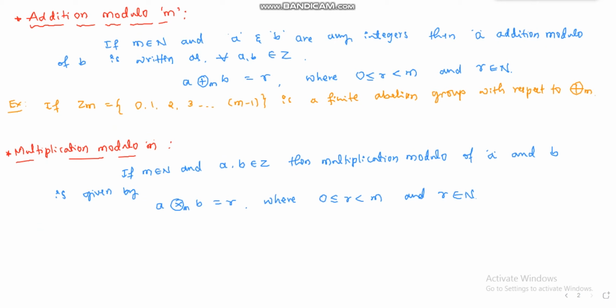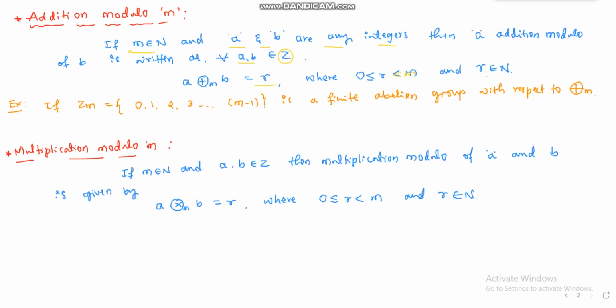Now we know about addition modulo m and multiplication modulo m. First, addition modulo m. If m belongs to the natural numbers N and a and b are any integers, then a addition modulo m of b is written as: for all a comma b belonging to integers, a addition modulo m of b is equal to r, where r is less than m and greater than or equal to 0, and r belongs to the natural numbers N.